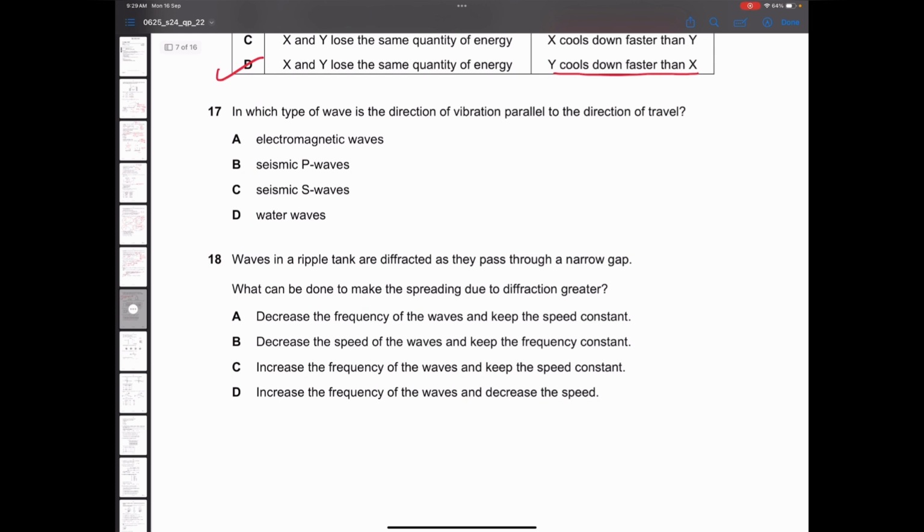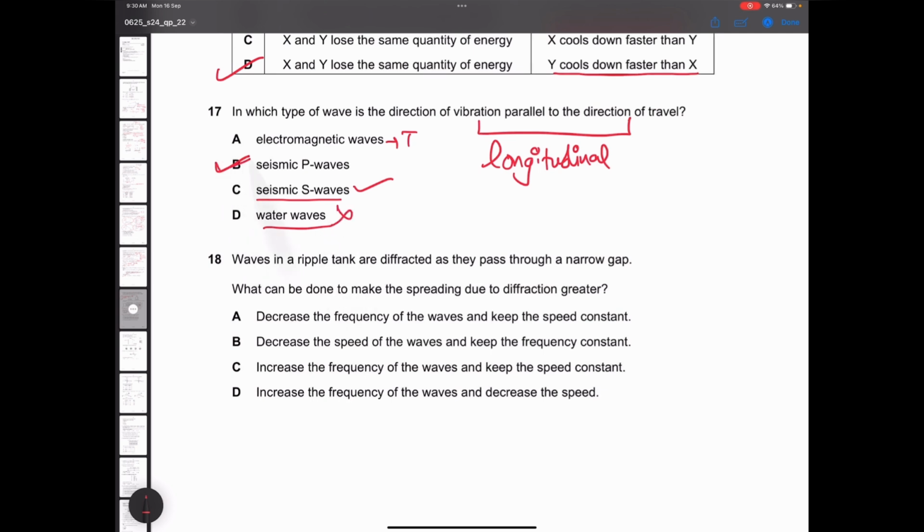Question number 17. In which type of wave is the direction of vibration parallel to the direction of the wave? When vibration is parallel to the direction of the wave, that type of wave is called a longitudinal wave. When it is perpendicular, that is transverse. Seismic P waves are longitudinal in nature. EM waves are transverse. Seismic S waves are transverse. Water waves are sometimes longitudinal and sometimes transverse, depending upon the depth, so we will discard water waves. Seismic P waves will be the best option. So option B will be correct here.